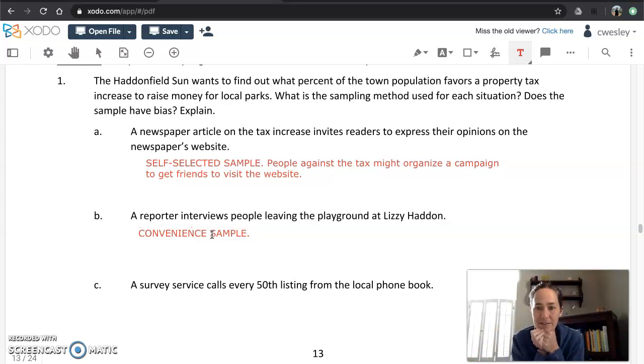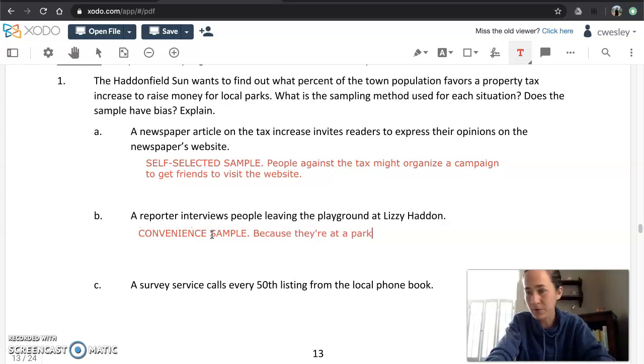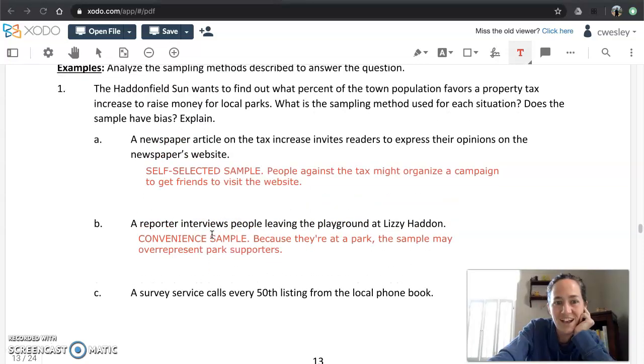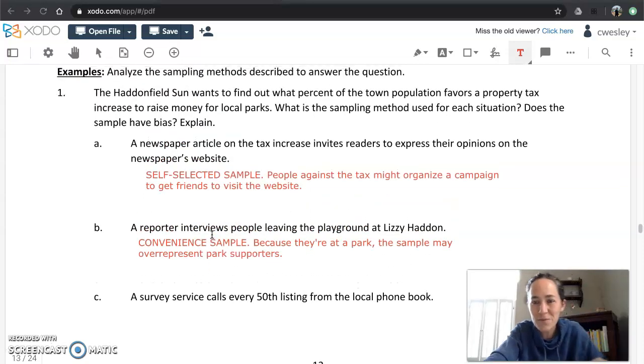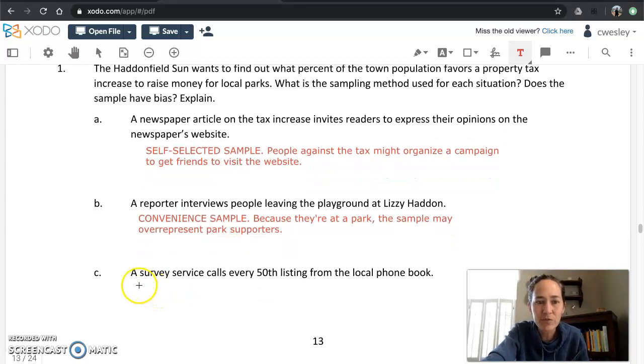Could there be bias if you're trying to gauge whether people are in favor of this property tax? Well, I'm at a park, right? I'll say because the people I'm talking to, they're at a park in particular, and the whole thing's about a park, the sample may over-represent park supporters. I just get nervous about that one because you're only talking to people who are coming to a park anyway, so they might, by nature of them being there, just be more inclined to do anything that would support a park.